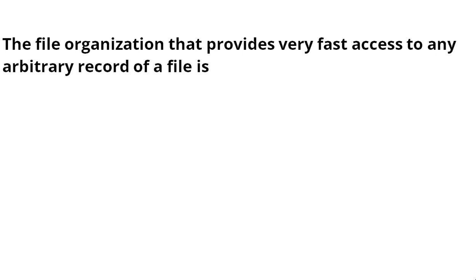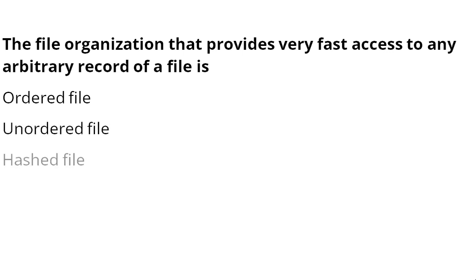The file organization that provides very fast access to any arbitrary record of a file is ordered file, unordered file, hashed file, or B-tree. And the correct option is hashed file.